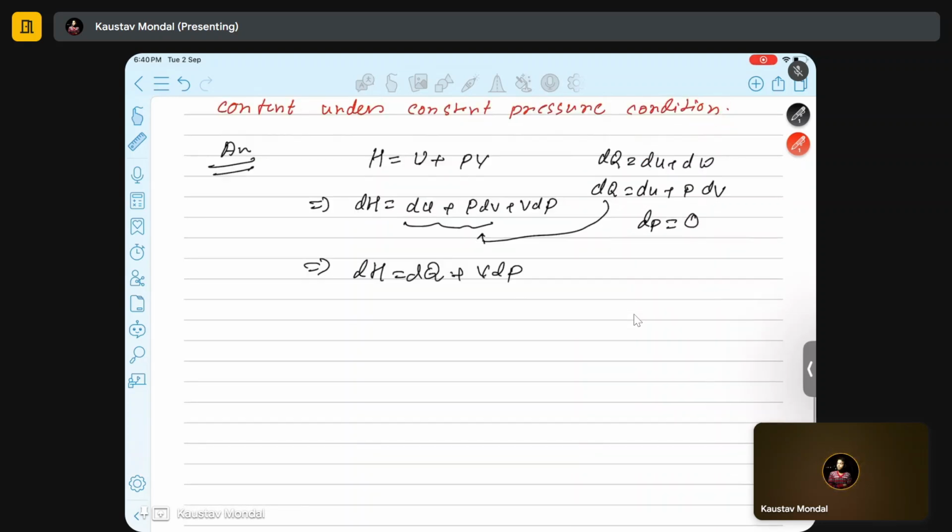Now from here, what you can write, dq. So if the pressure is constant, so dP is constant, so we have to substitute dP here. After doing that, we can write dH as dq_P. Okay, so this is basically the expression of the change in enthalpy, which is basically equal to the change in the amount of heat at constant pressure.